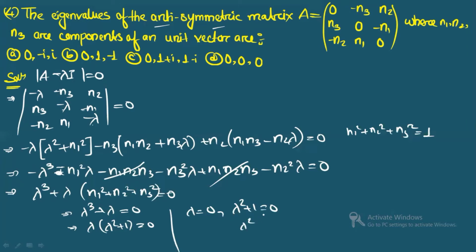So lambda square plus 1 equals 0 means lambda square is equal to minus 1. Minus 1 is i square. So lambda is equal to plus minus i. So the eigenvalues will be 0, plus i and minus i. All right. So the correct option is option A. Clear? So that was very simple.